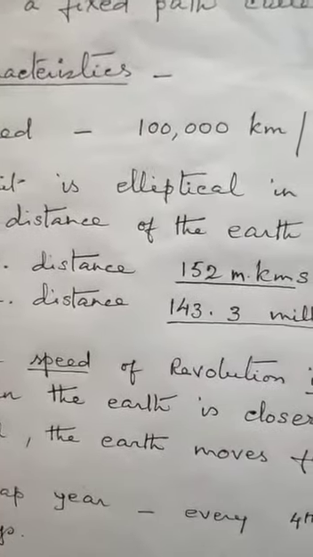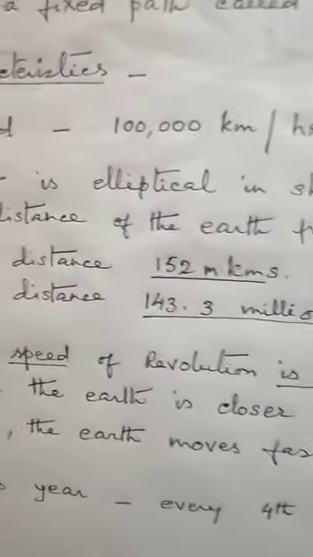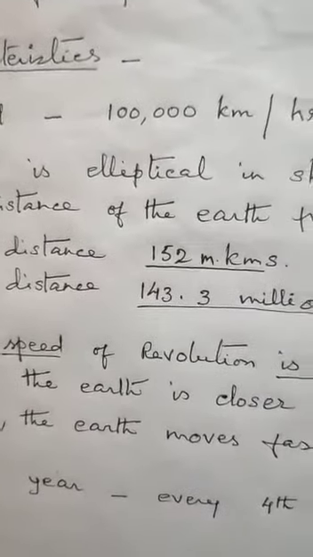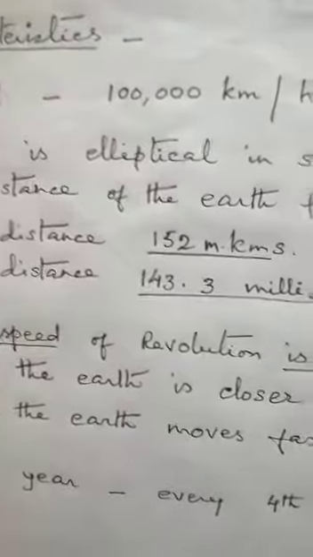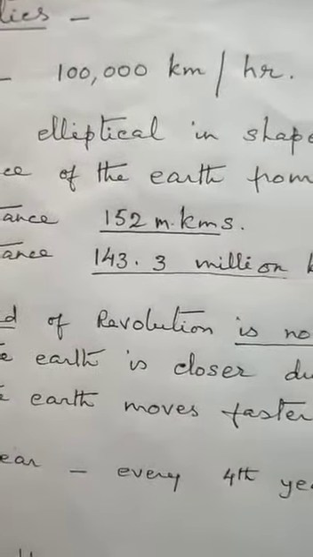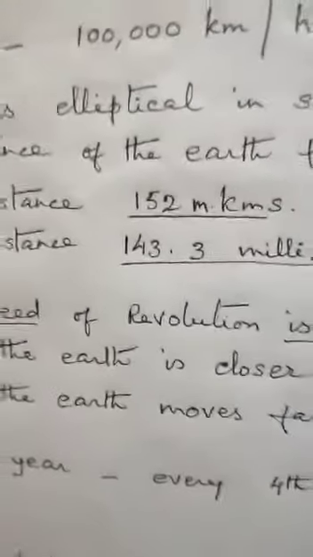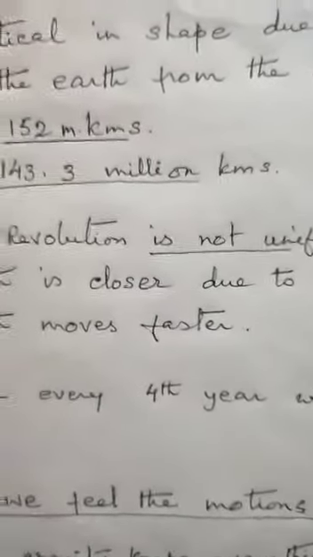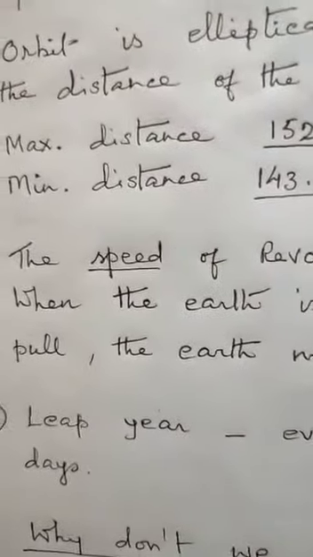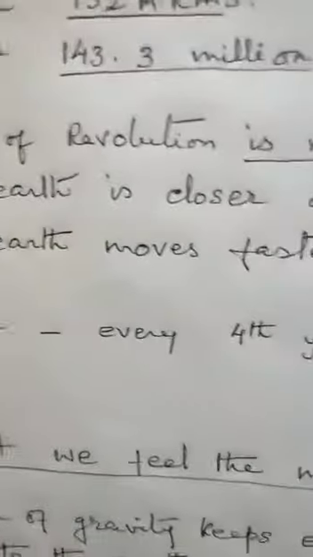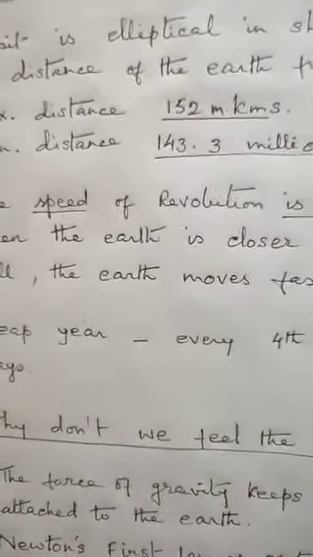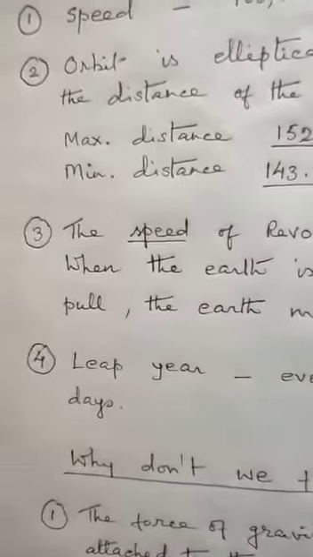That is why the distance of the Earth from the Sun varies. The maximum distance is 152 million kilometers and minimum distance is 143.3 million kilometers. Now, the speed of revolution is not uniform. Why? Because of the elliptical shape of the orbit. When the Earth is closer, due to gravitational pull, the Earth moves faster. So the speed is not uniform every time.